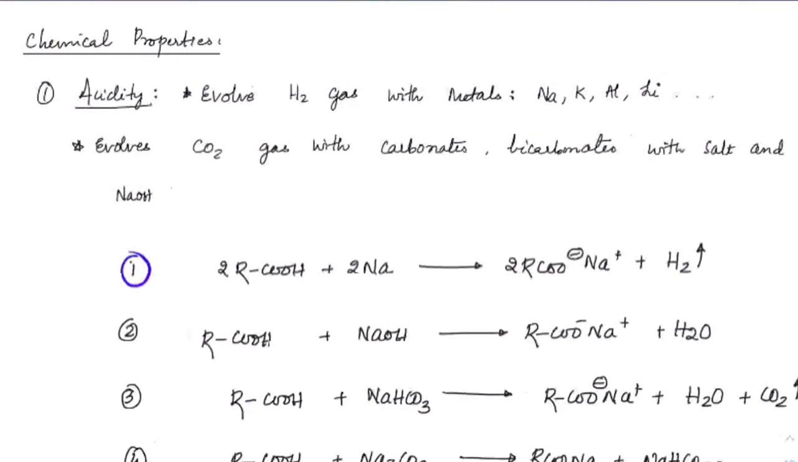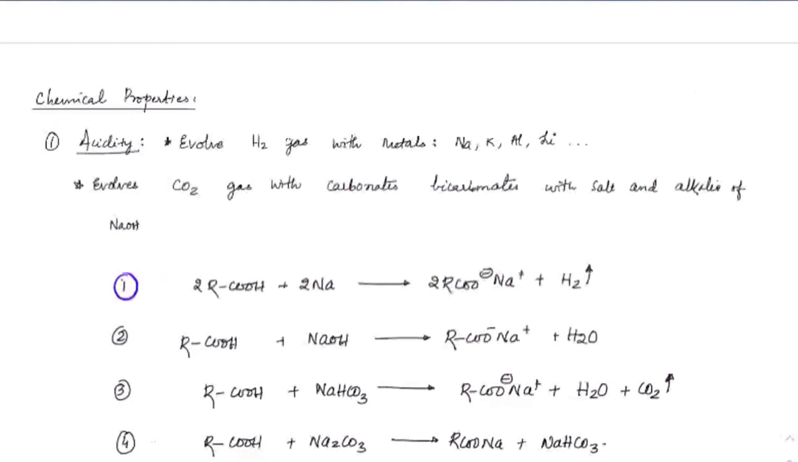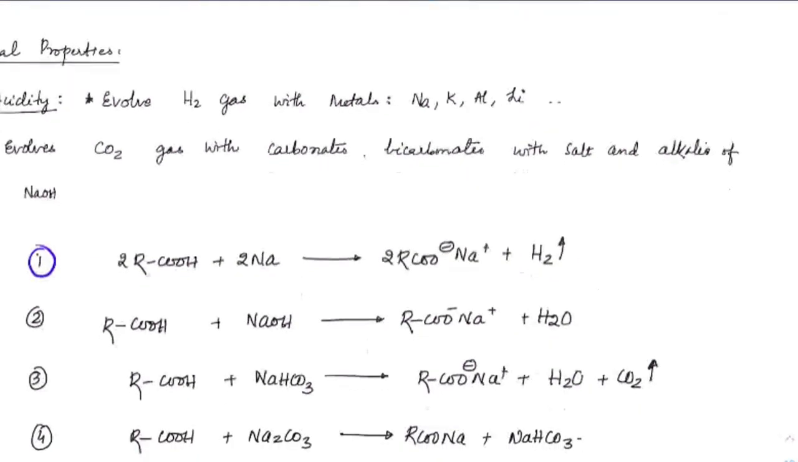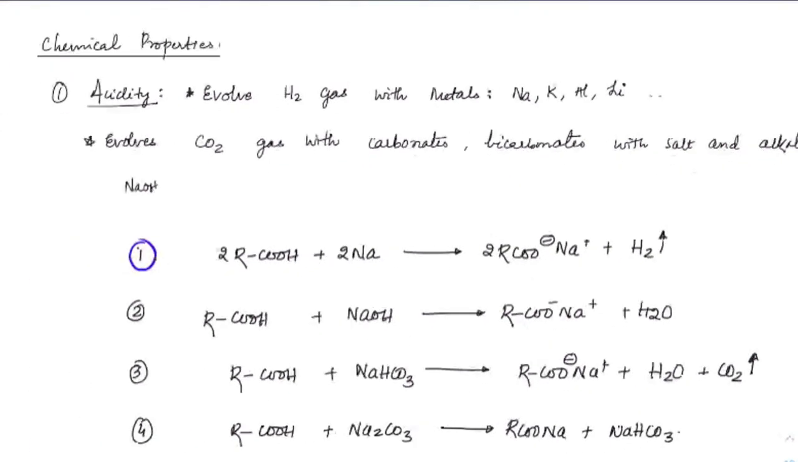See, carboxylic acids definitely will have reactivity with bicarbonate, sodium hydroxide or sodium. So we'll just go through those reactions once. It will evolve H2 gas if you interact them with metals like sodium, potassium, aluminum, lithium, and so on. It will give carbon dioxide with carbonates, bicarbonates, with salts and alkalis of NaOH.